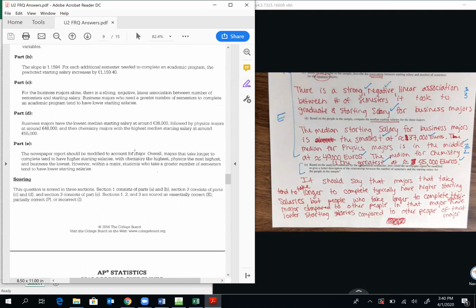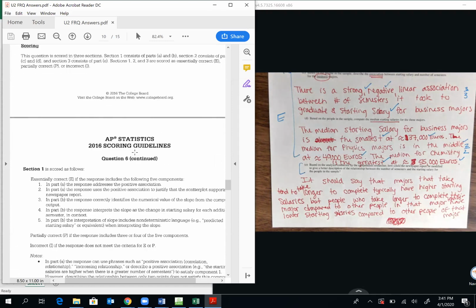So kind of wordy, but I didn't want to miss anything. They said the newspaper report should be modified to account for major. Overall, majors that take longer to complete tend to have higher starting salaries, with chemistry the highest, physics the next highest, and business the lowest. However, within a major, students who take a greater number of semesters tend to have lower starting salaries. So very similar. Perhaps theirs was a little more eloquent, but that doesn't make mine wrong.